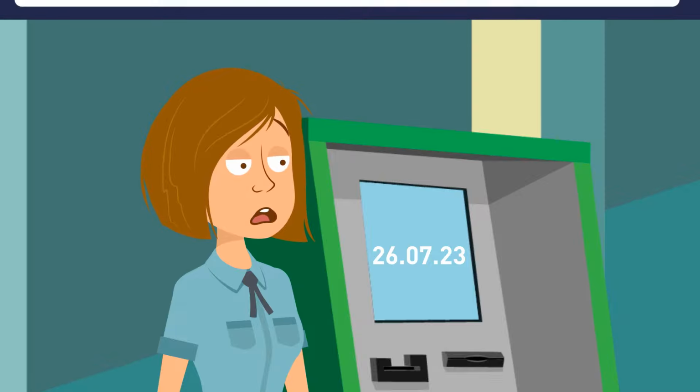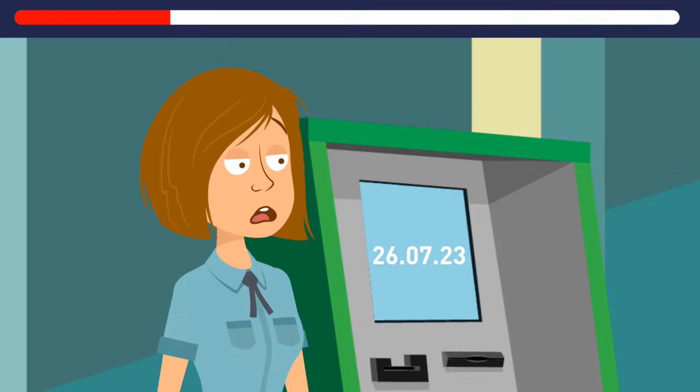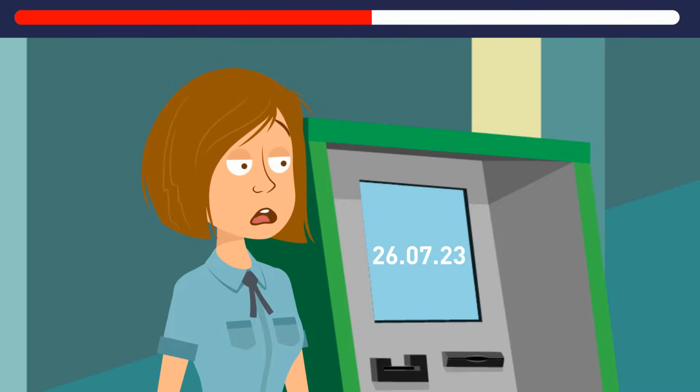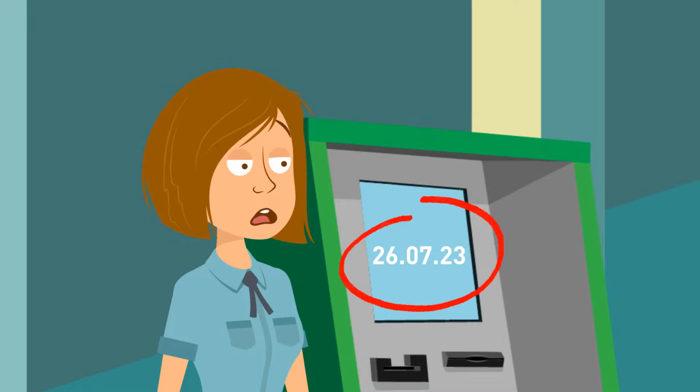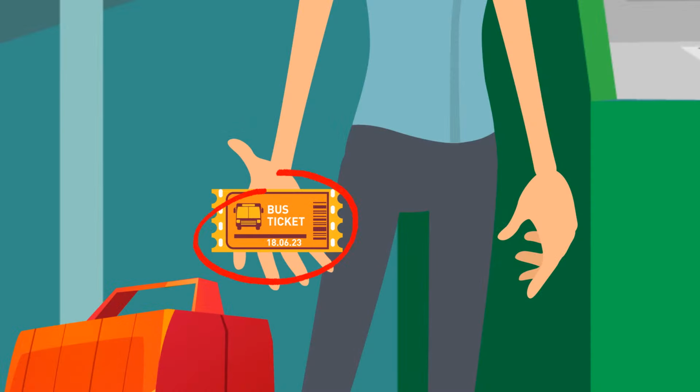Why? Take a look at the current date on the screen of the vending machine. And now check the date on the ticket. The ticket the man sold Bella expired over a month ago.